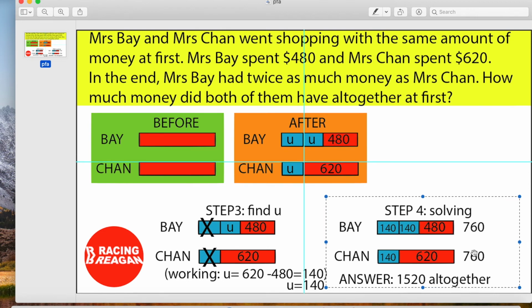But they asked how much money both of them have altogether. So the answer was 760, but 760 plus 760, or 760 times 2, which equals $1,520. So this is how you do this question.